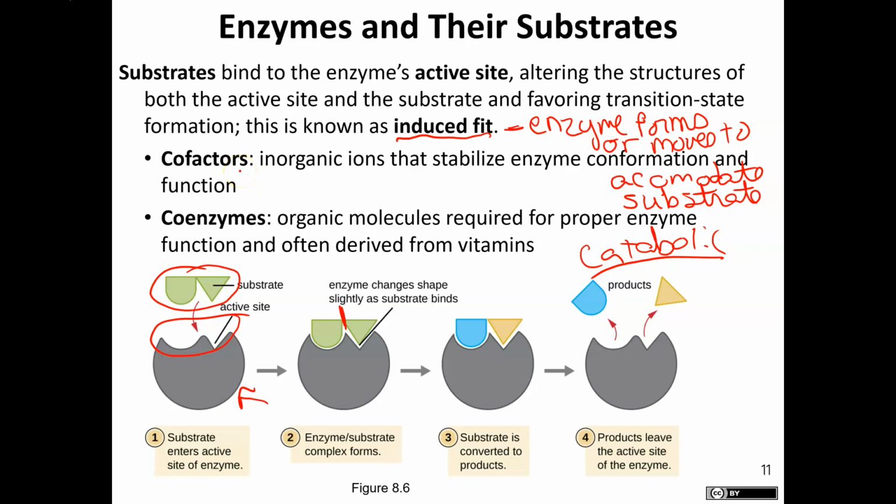Some enzymes need cofactors or coenzymes. So a cofactor and a coenzyme, these are molecules that help an enzyme do its job. I think of cofactors and coenzymes kind of like a tutor for a teacher. If the teacher is an enzyme and the student is the substrate, a tutor, the cofactor, would help the enzyme and substrate work together.